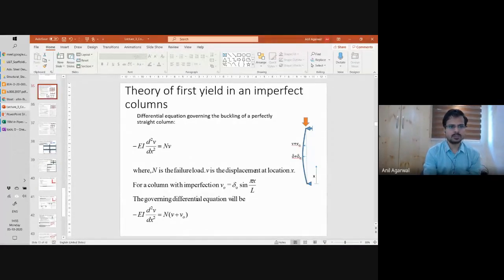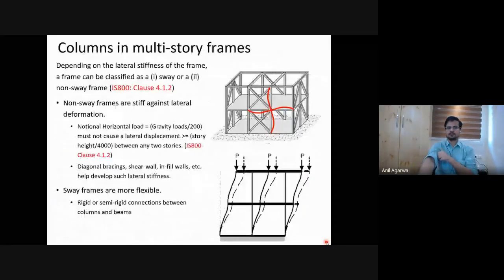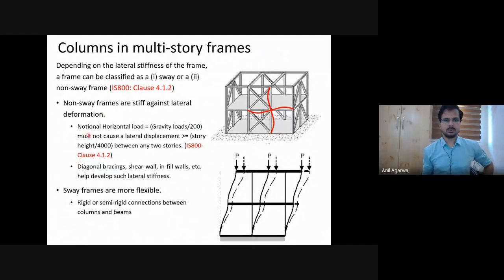So we were somewhere here. We had discussed this provision wherein you apply some nominal horizontal loads. It is given in the Indian code. You go to clause 4.1.2 and you can find this description. It's not the complete description. There are some additional details about cladding, etc., but I'm not adding that.